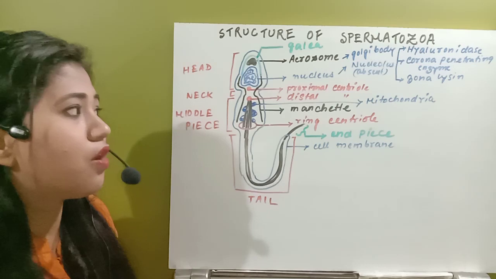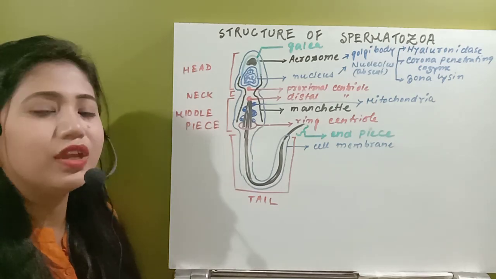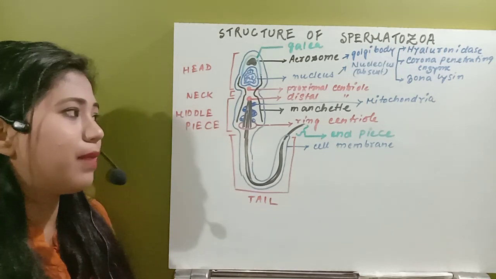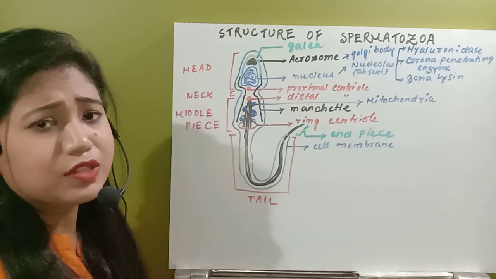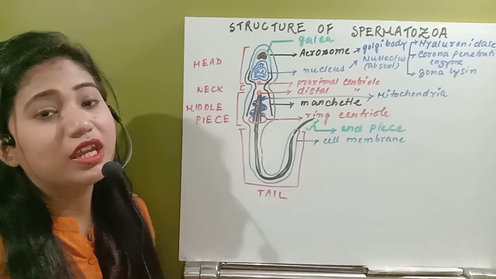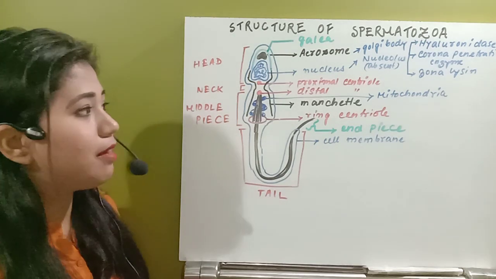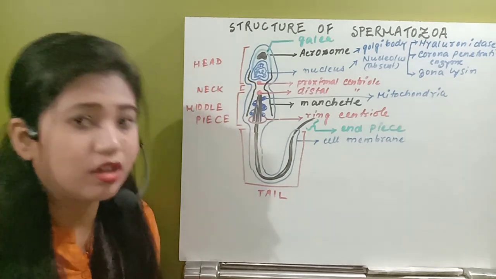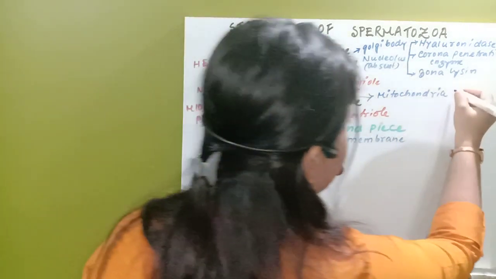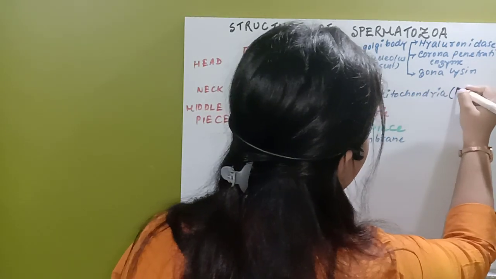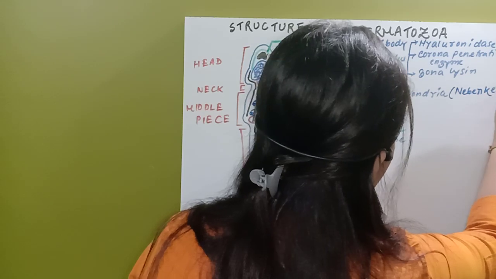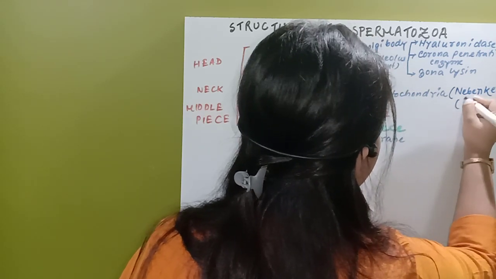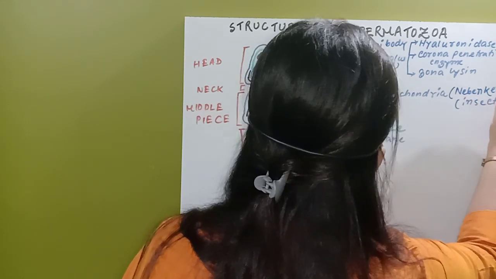We actually use the terms interchangeably, but only in the case of insects does the mitochondria have a specific term, and that term is Nebenkern. Remember, in insects it is present.